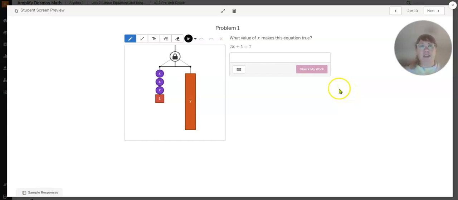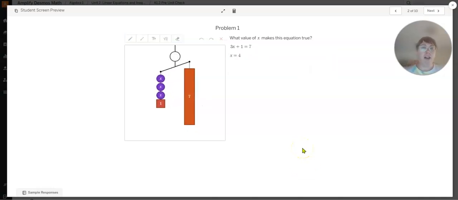On the left, we have this hanger thing, and it looks like something you hang your clothes on in the closet, and we want it to be balanced on both sides. On one of the sides we have 7, and on the other side we have a 1 and then 3 x's. And it says what value of x makes the equation true. So maybe we think it's 4. If I hit 4, we'll see that it's not balanced. We want it to be balanced.